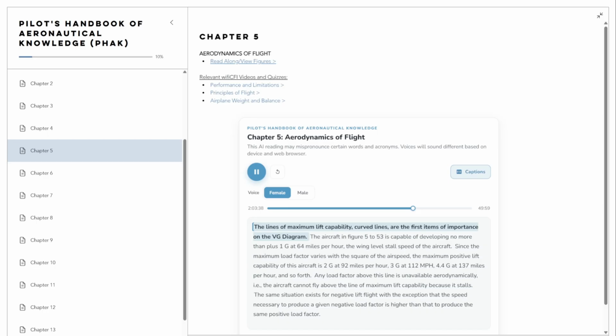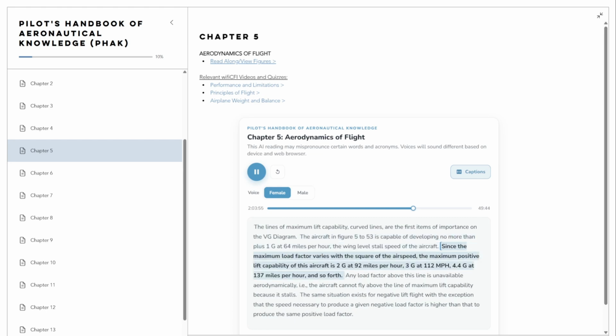The lines of maximum lift capability, curved lines, are the first items of importance on the VG diagram. The aircraft in figure 5-53 is capable of developing no more than +1 g at 64 miles per hour, the wing level stall speed of the aircraft. Since the maximum load factor varies with the square of the airspeed, the maximum positive lift capability of this aircraft is 2g at 92 miles per hour, 3g at 112 miles per hour, 4.4g at 137 miles per hour, and so forth. Any load factor above this line is unavailable aerodynamically, i.e., the aircraft cannot fly above the line of maximum lift capability because it stalls.